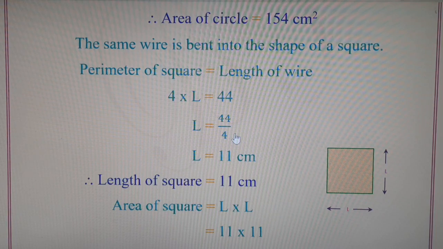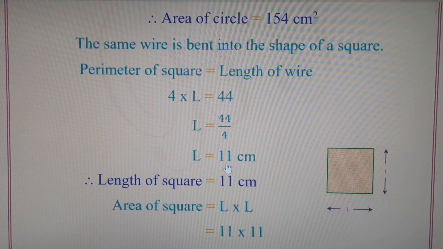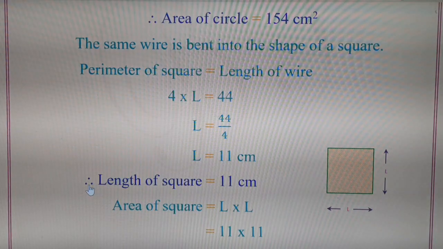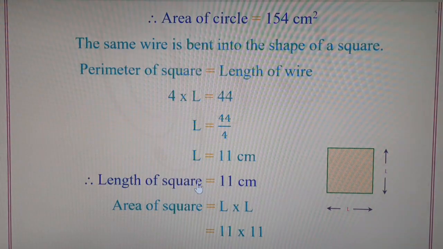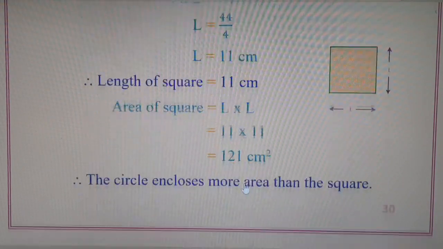But 11 upon 1 is equal to 11, because whenever 1 is in the denominator, children, we have learned that the numerator integer will be our final answer. So 11 upon 1 means only 11. So length is equal to 11 centimeter. L is equal to 11 centimeter. So we will write down the answer statement. Therefore, the length of the square is equal to 11 centimeter.